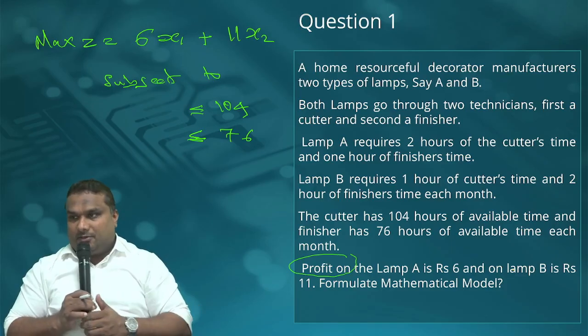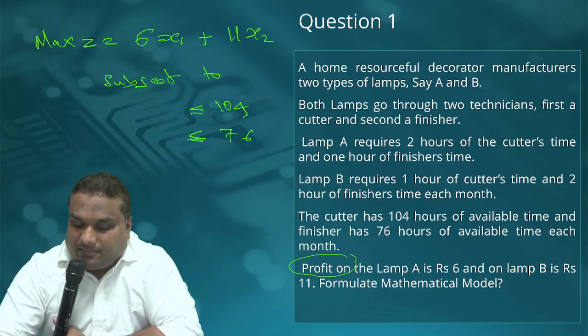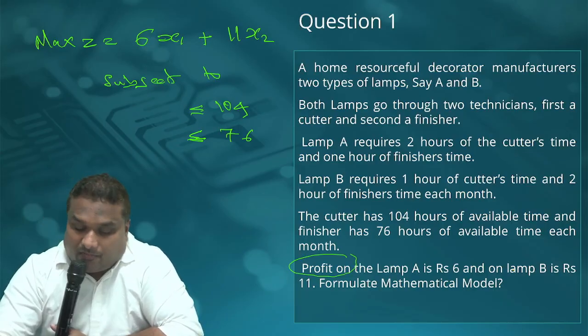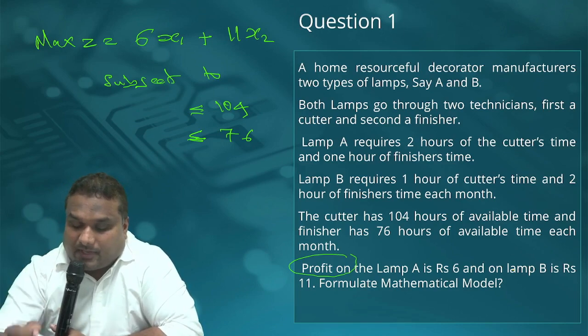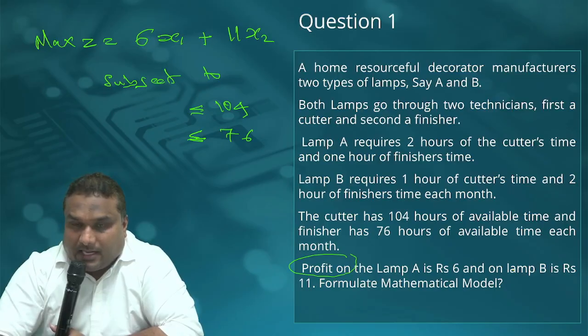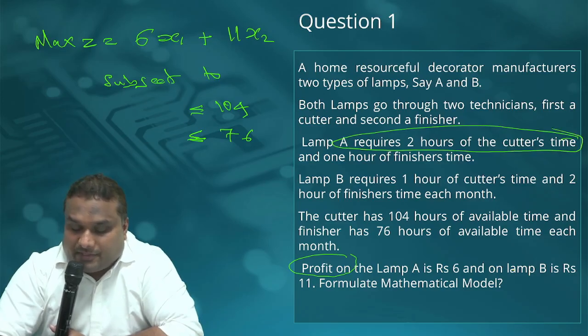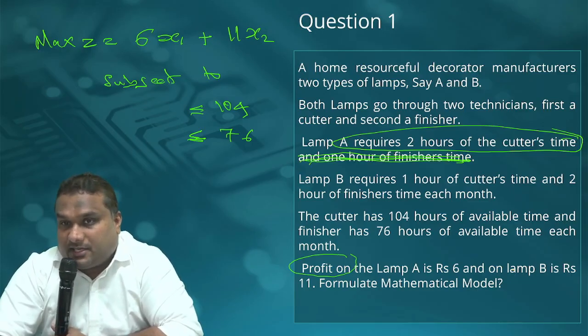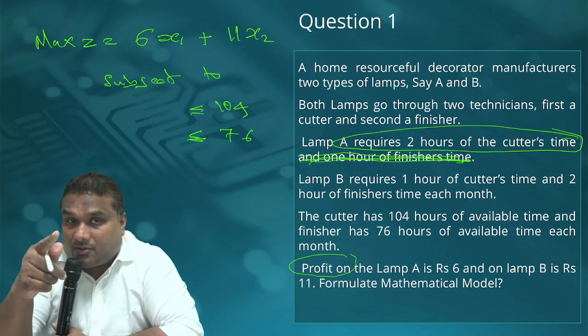Now let us continue. The maximum available time of cutter is 104 hours. Now how is the time of cutter going? Look at the board, my dear friends. Lambier requires 2 hours of cutter's time and 1 hour of finisher's time. Right now we are not speaking about finisher. We are speaking about cutter.